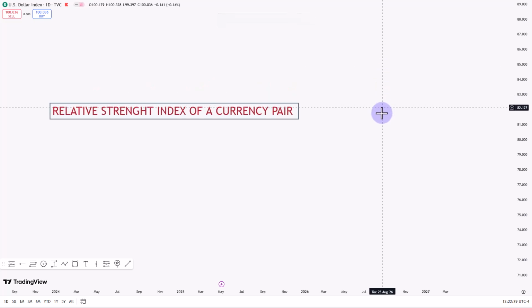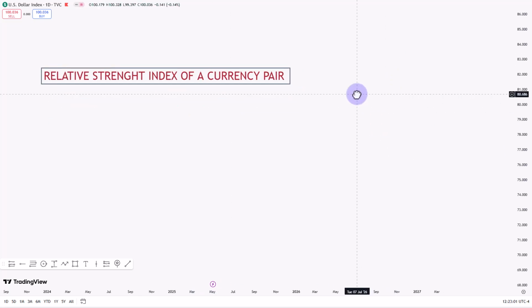Okay, so today I want to teach a very important concept, very powerful, and I truly believe if you learn this, it's going to significantly improve your approach to trading, because the topic is the relative strength index of a currency pair. What this helps you do is find out which currency pair is going to be more volatile during the trading week or the trading day that you're trading, rather than just getting into a trade that's not going to move.